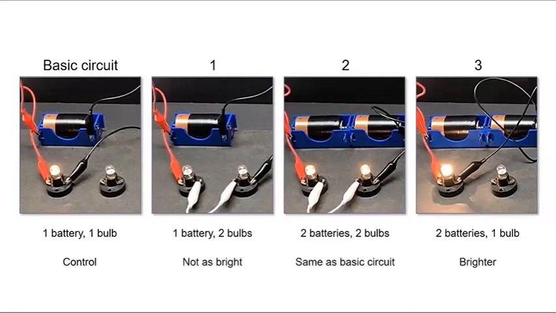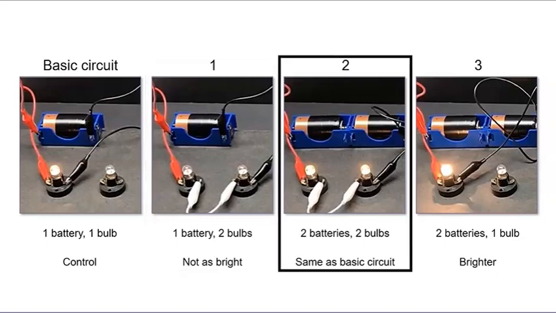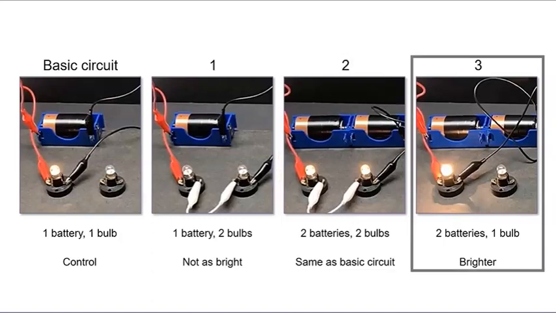These are my observations. When the circuit contained 1 battery and 2 bulbs, the bulbs were not as bright as they were in the basic circuit. When the circuit had 2 batteries and 2 bulbs, the bulbs were the same brightness as they were in the basic circuit. And when the circuit had 2 batteries and 1 bulb, the bulb was brighter than in the basic circuit. Let's add these observations to a table.